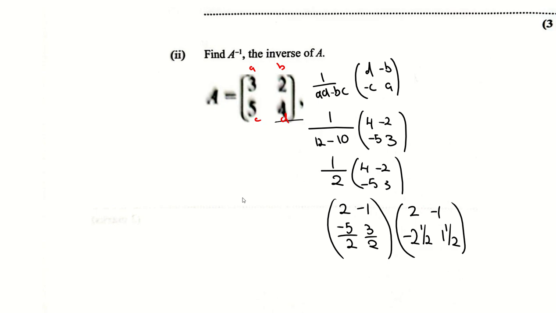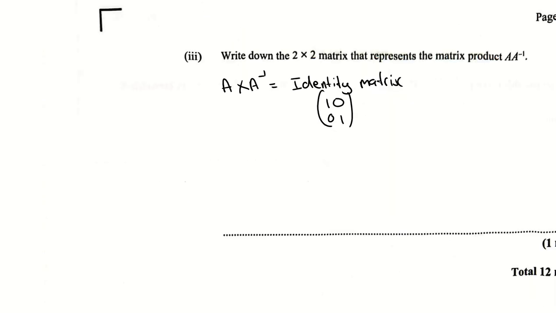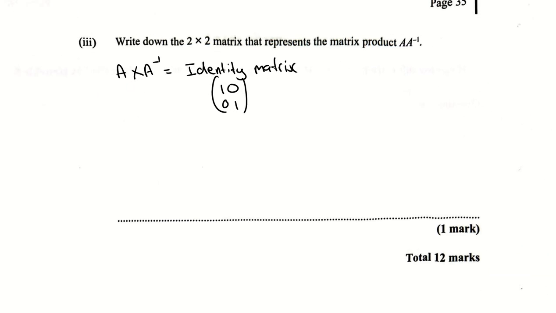Right, and well, we did the last question, which is, if you were to take the inverse of A and multiply it by A, you will get this. Alright, that is just a rule that you have to learn. You can do it if you want, but this is 1 mark, so I won't spend too much time on this. And that is the end of May-June 2025, number 10.